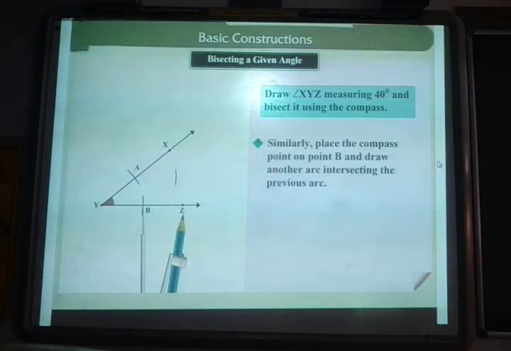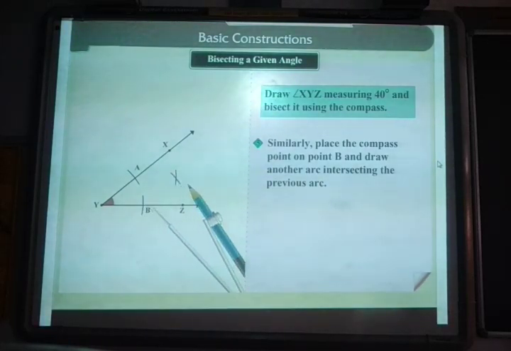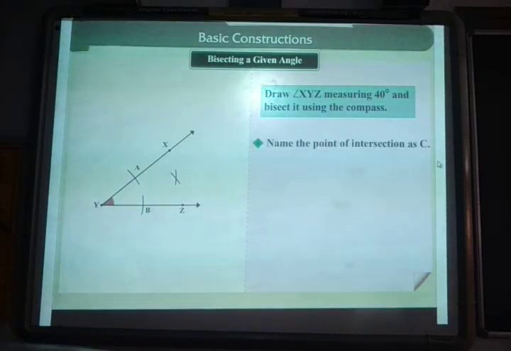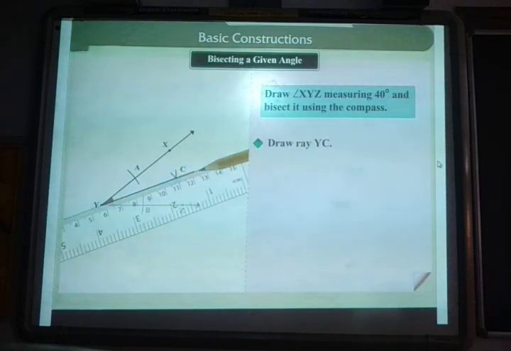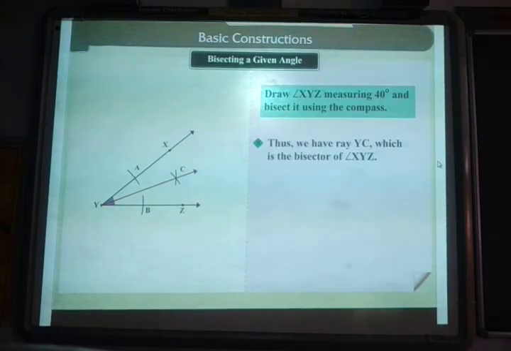Similarly, place the compass point on point B and draw another arc intersecting the previous arc. Name the point of intersection as C. Draw ray YC. Thus, we have ray YC, which is the bisector of angle XYZ.